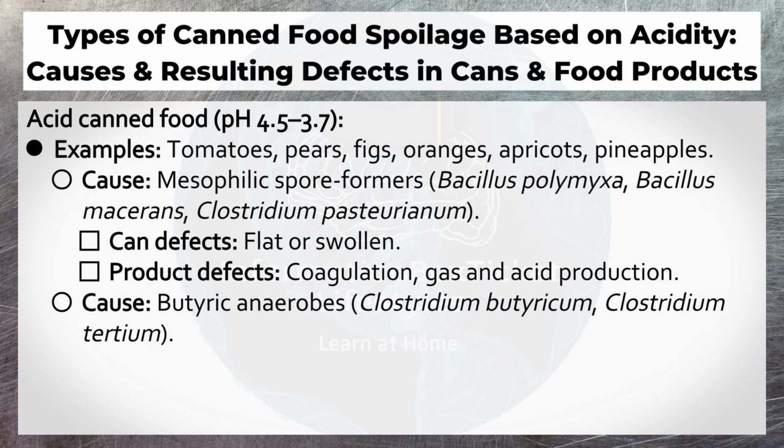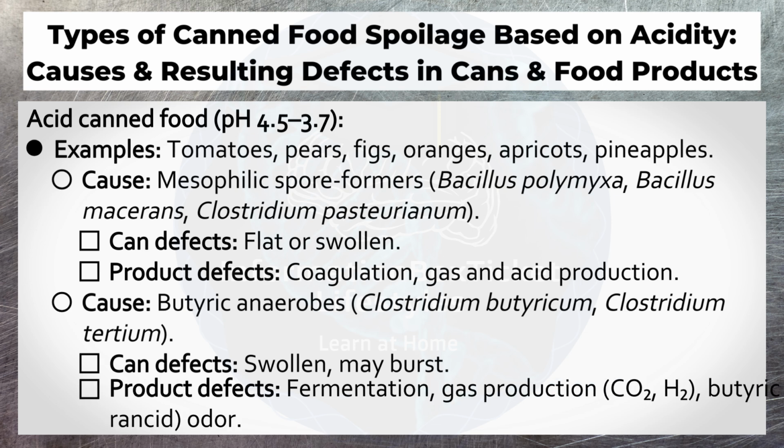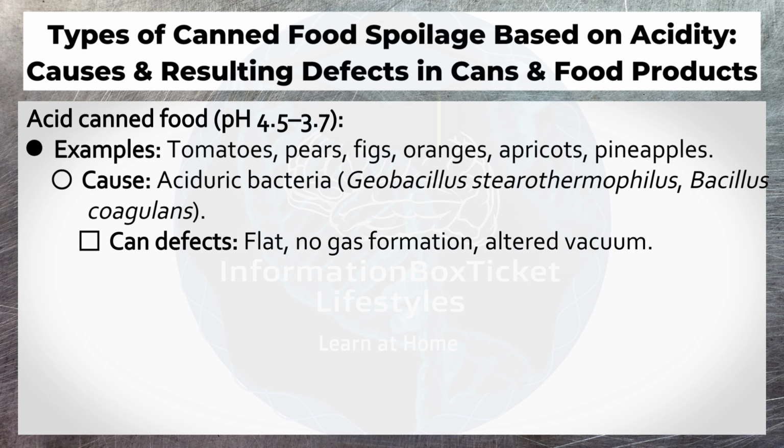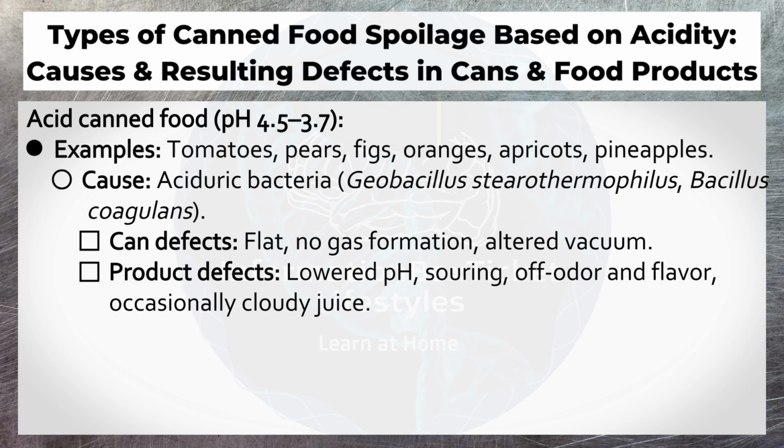Cause: butyric anaerobes, Clostridium butyricum, Clostridium tertium. Canned defects: swollen, may burst. Product defects: fermentation, gas production, carbon dioxide, hydrogen, butyric, rancid odor. Cause: aciduric bacteria, Geobacillus stearothermophilus, Bacillus coagulans. Canned defects: flat, no gas formation, altered vacuum. Product defects: lowered pH, souring, off odor and flavor, occasionally cloudy juice.